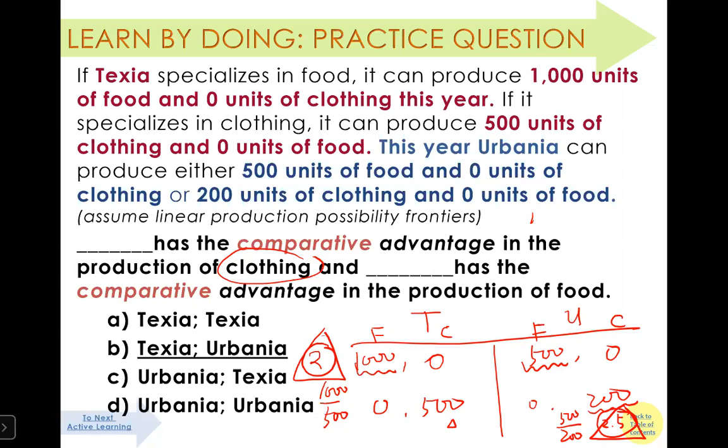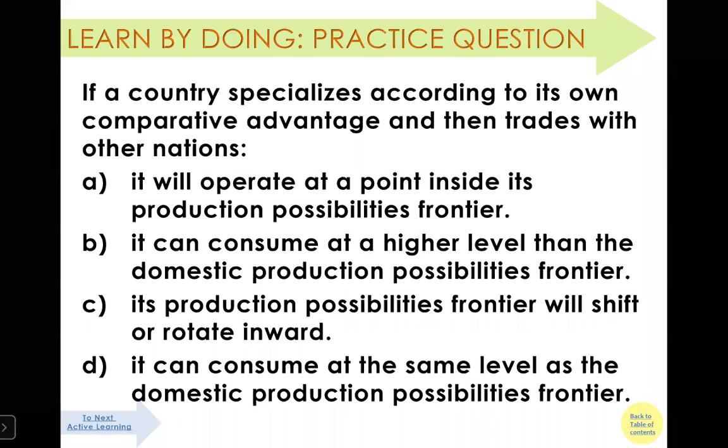So textile has comparative advantage in the production of clothing. And then alternatively, Urbania must have a comparative advantage in the production of food. All right. Sorry for the confusion because I didn't write correctly in terms of order. All right. So now we go to the next one.